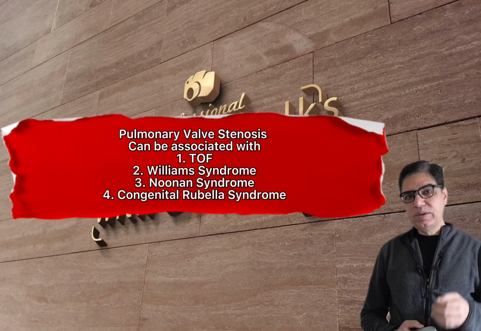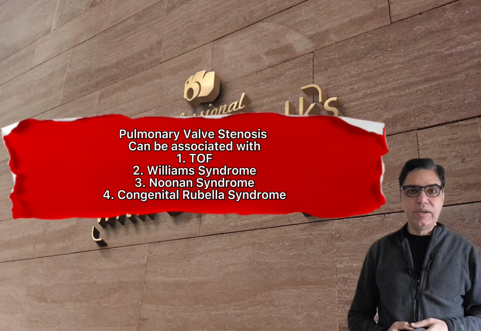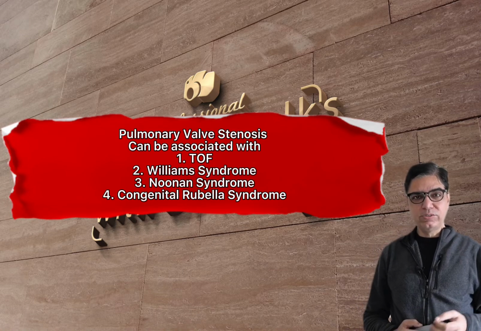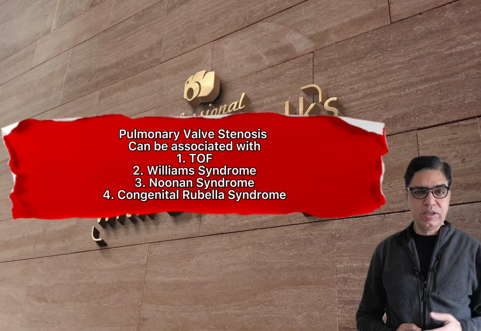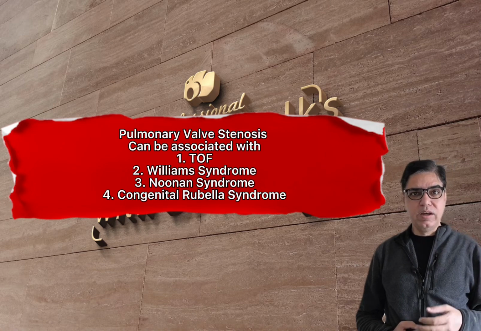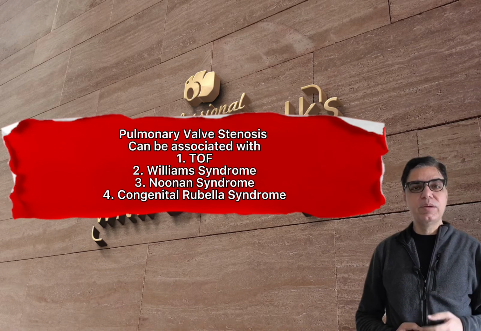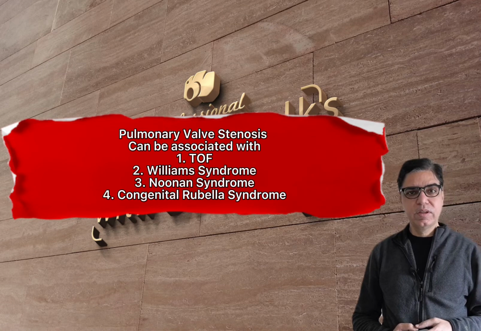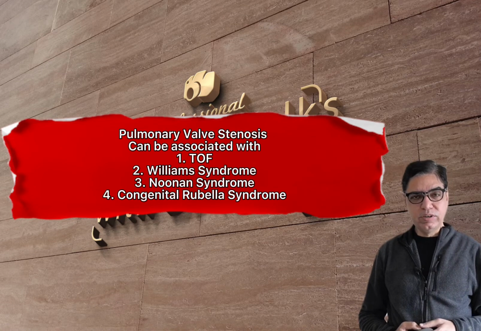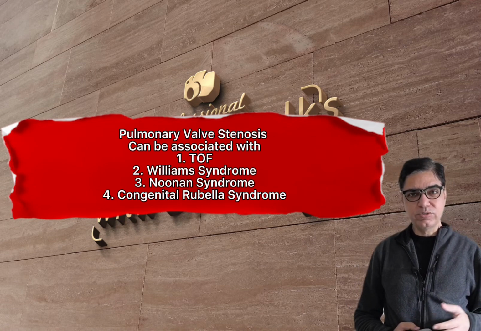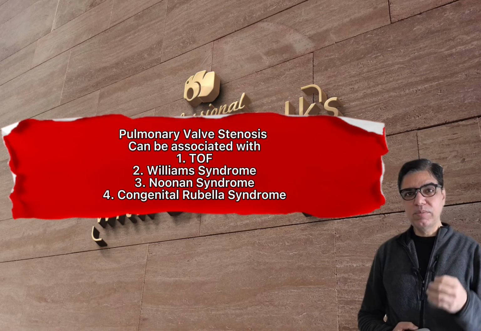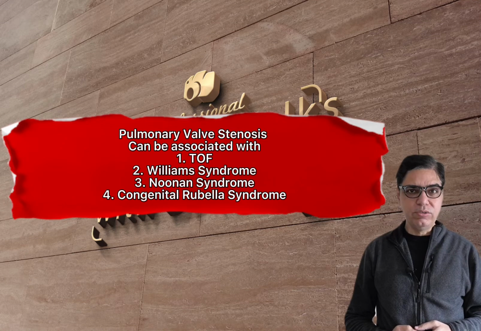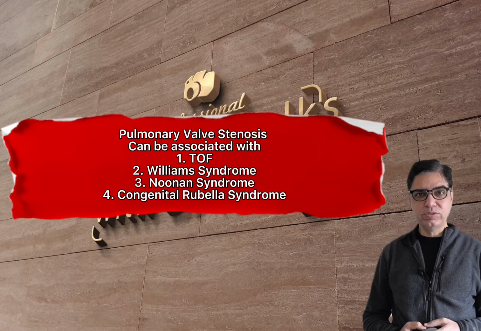The other condition in which it can be associated is Williams syndrome. Now, Williams syndrome is mostly associated with supravalvular aortic stenosis, but sometimes it can also be associated with a right-sided heart problem, especially pulmonary valve stenosis. The third association is with Noonan syndrome. Now, Noonan syndrome, which looks very much like Turner syndrome, has right-sided heart problems, and one of the commonest cardiac problems found in Noonan syndrome is pulmonary valve stenosis.